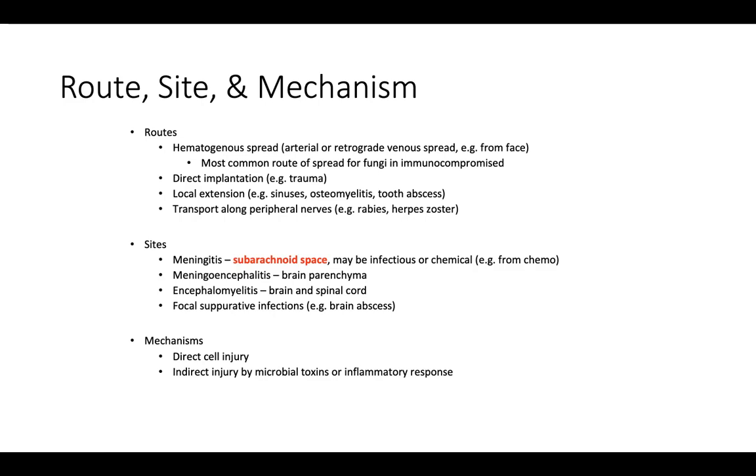So sites are going to be like the meninges, so the subarachnoid space. Meningitis in the subarachnoid space, meningoencephalitis, encephalomyelitis, or focal infections. So mechanisms are going to be direct cell injury or injury by toxins.